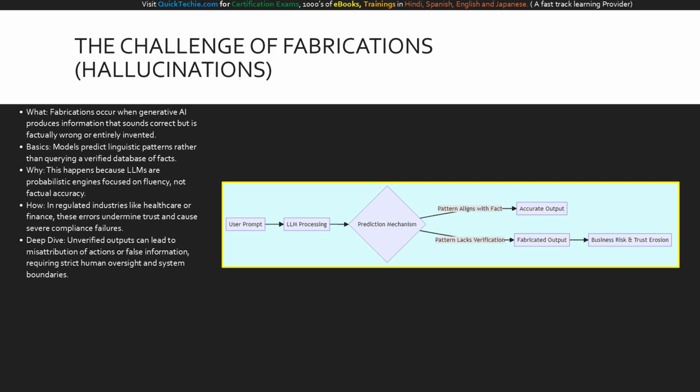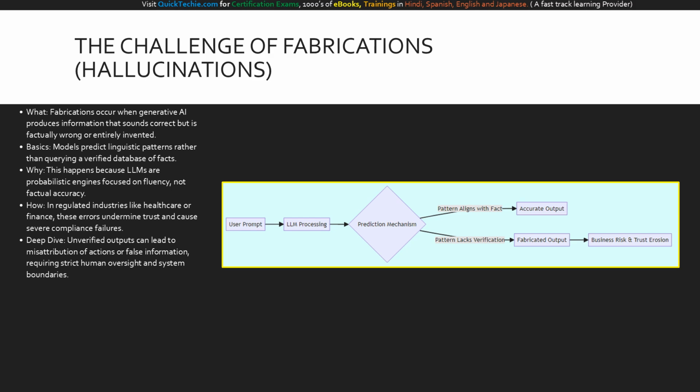Now we tackle one of the most prominent challenges in generative AI, fabrications, frequently referred to as hallucinations. What is a fabrication? It is when a generative model produces an answer that sounds highly authoritative and grammatically perfect, yet is entirely factually incorrect or invented. Why does this happen? The foundational mechanics of these models rely on predicting statistical patterns in language rather than verifying facts against an objective truth database. They are optimized for fluency, not accuracy.